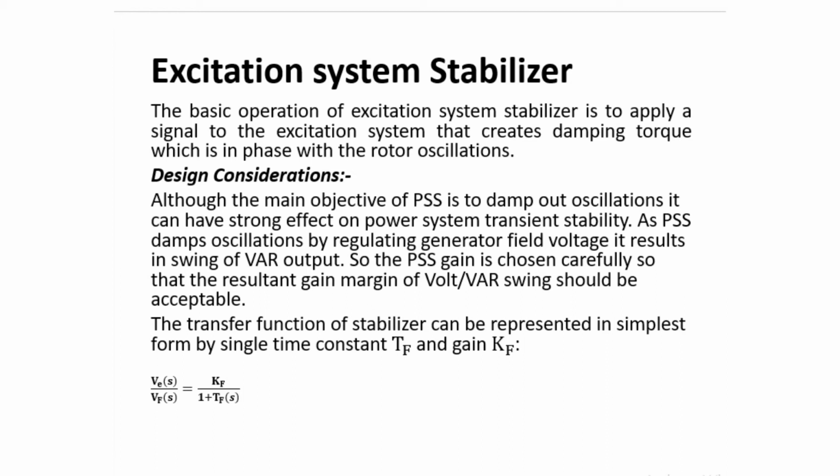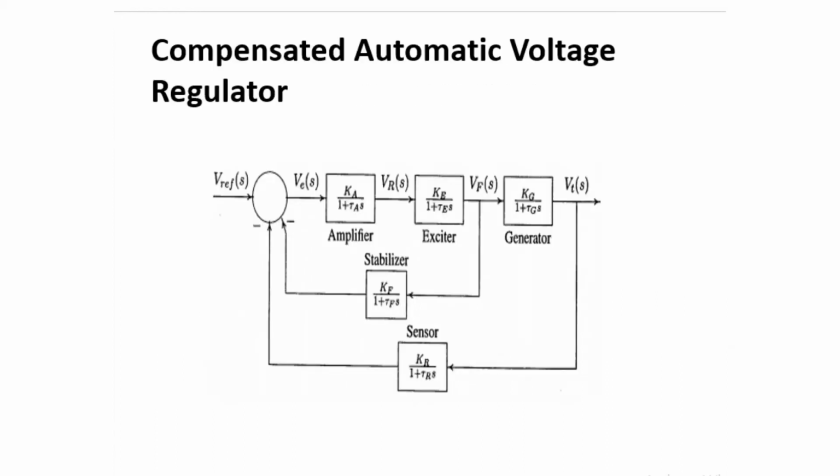Now what is the design consideration for this compensated automatic voltage regulator? What is the design consideration for our power system stabilizer? You can see here that we have designed the power system stabilizer for our automatic voltage regulator, and in this case the output of this exciter will become the input of this stabilizer, because we have discussed earlier that it will aid the damping of oscillation by the modulation of this excitation system, and by supplementing the stability of the system.